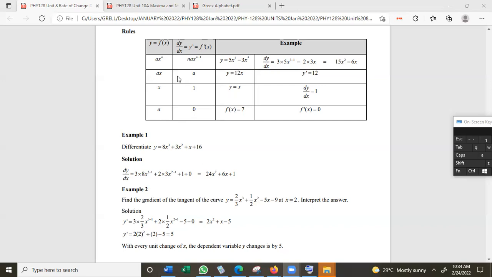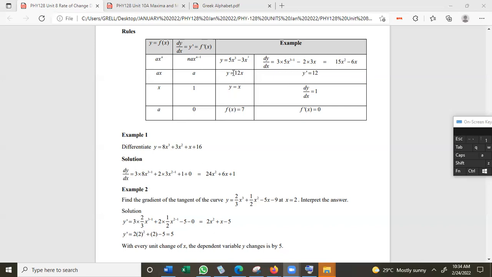You may have an equation like y is equal to 12x. The rule says it's the same, this is the same rule, but it's a specific situation. You're still applying nax to the n minus 1, but here now n is 1, okay, and then 1 minus 1 is 0, x to the 0 is 1, 1 times a is a, so you are just left with a. Okay, so anytime you see your exponent is 1, you can just write the coefficient as the gradient.